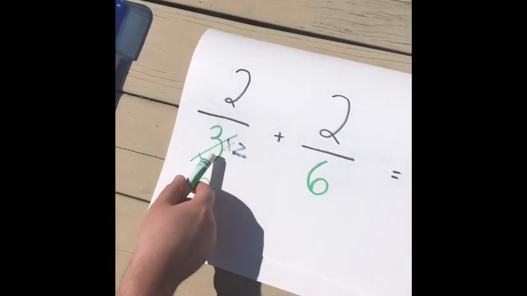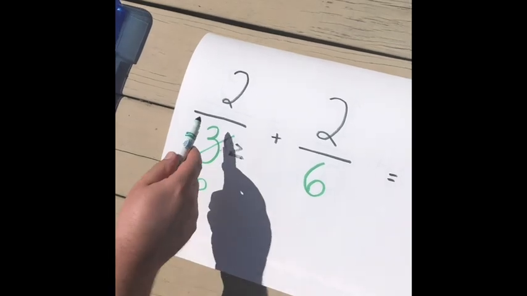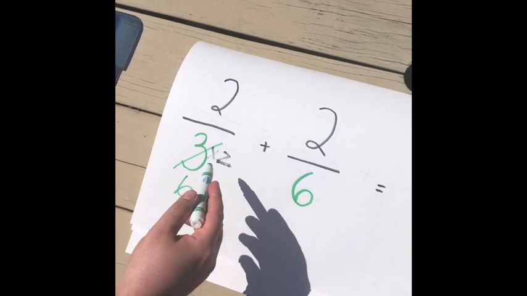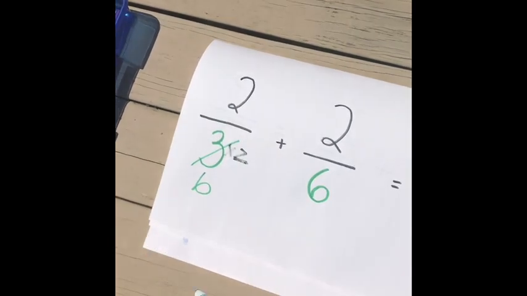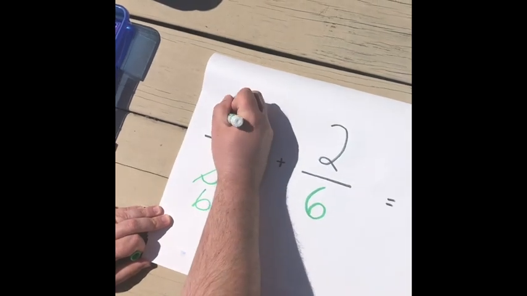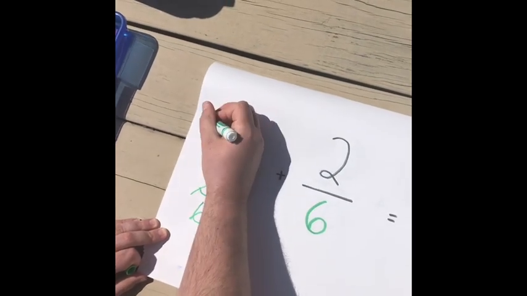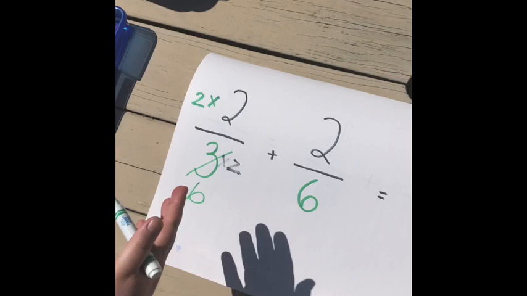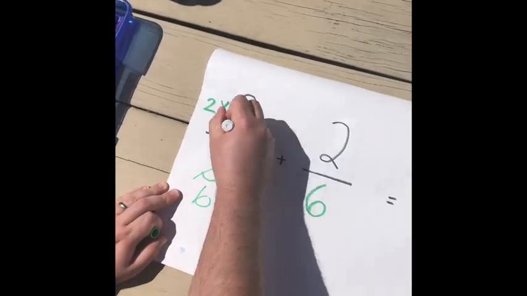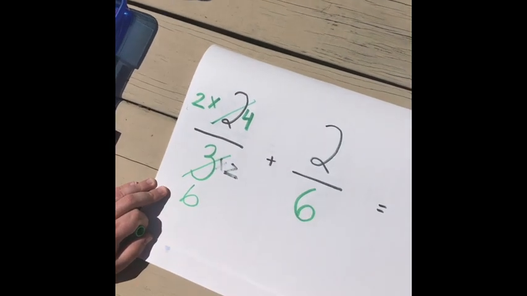So, we made a change down here. We also need to make a change at the numerator spot. Whatever you do to the bottom number, the denominator, you have to do to the top number. Therefore, we multiplied the 3 by 2. We need to multiply this by 2 as well. And 2 times 2 equals 4. So our new numbers are 4/6.